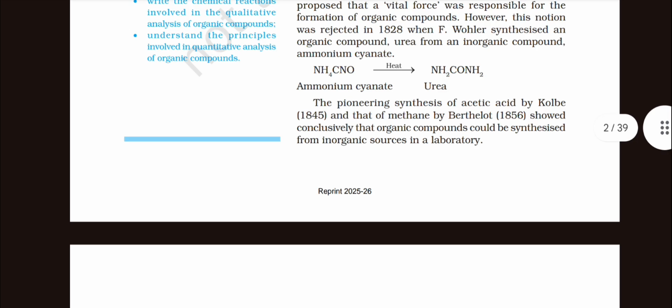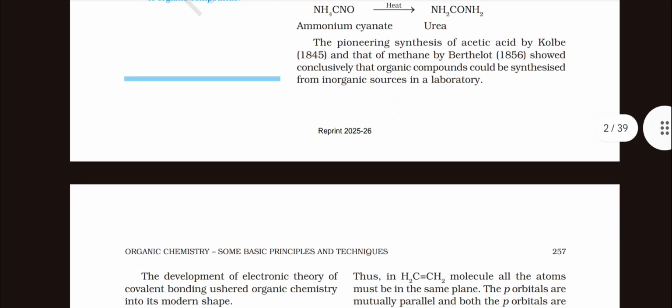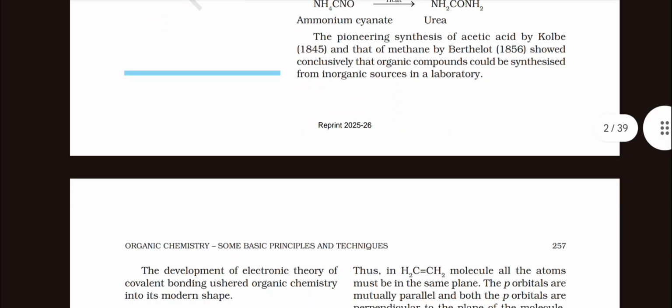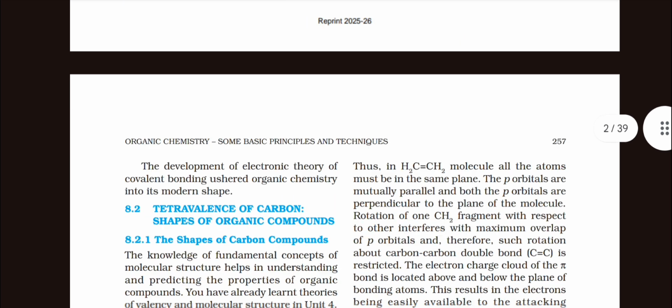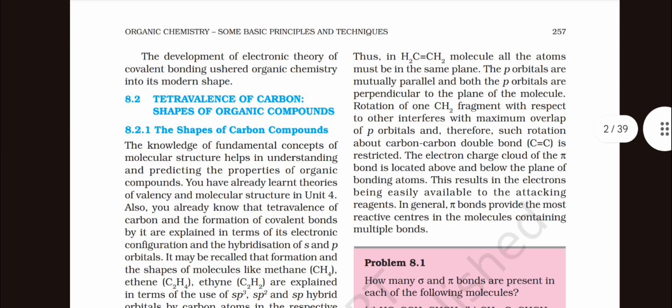NH4CNO, ammonium cyanate, on heating gives NH2CONH2, urea. The synthesis of acetic acid by Kolbe in 1845 and that of methane by Berthelot in 1856 showed consequently that organic compounds could be synthesized from inorganic sources in a laboratory. The development of the electronic theory of covalent bonding turned organic chemistry into its modern shape. Tetravalence of carbon: shapes of organic compounds.